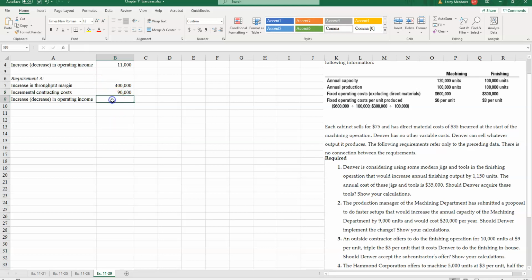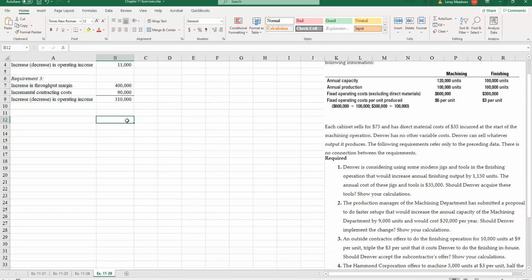So in this case, what's my increase or decrease in operating income? Well, I'm going to get additional throughput margin in terms of dollars at $400,000. And to get that $400,000, it's only going to cost me $90,000. So I actually have an increase in operating income under this scenario of $310,000. That's why we do not focus on fixed cost per unit, or on irrelevant costs.